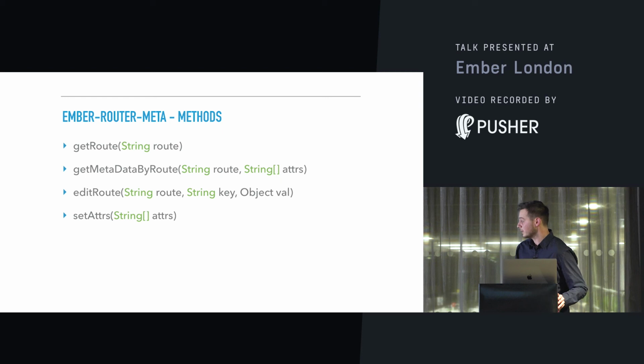The last one is set attributes. Set attributes is related to get metadata by route. It's so you can just set your defaults of what you would like. So if you ever run get metadata, rather than specifying it every time, if there's typical ones that you would use in certain routes, you can do that.